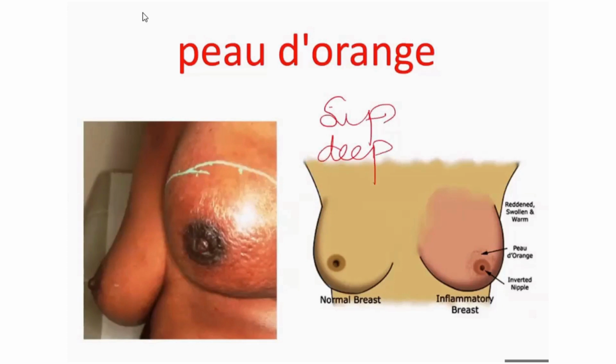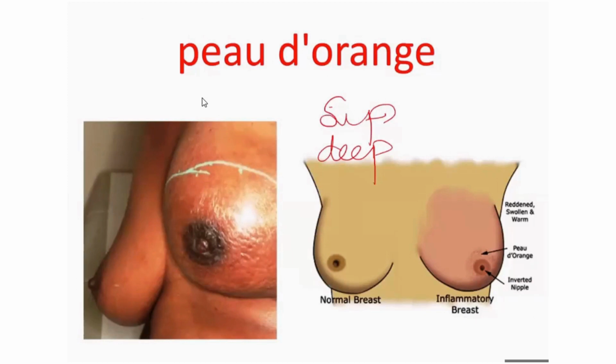The superficial will drain the skin of the breast except the nipple and areola. The nipple and areola is a part of the skin, am I right? The deep will drain the rest of the part of the breast. Only two lymph vessels you have to remember.